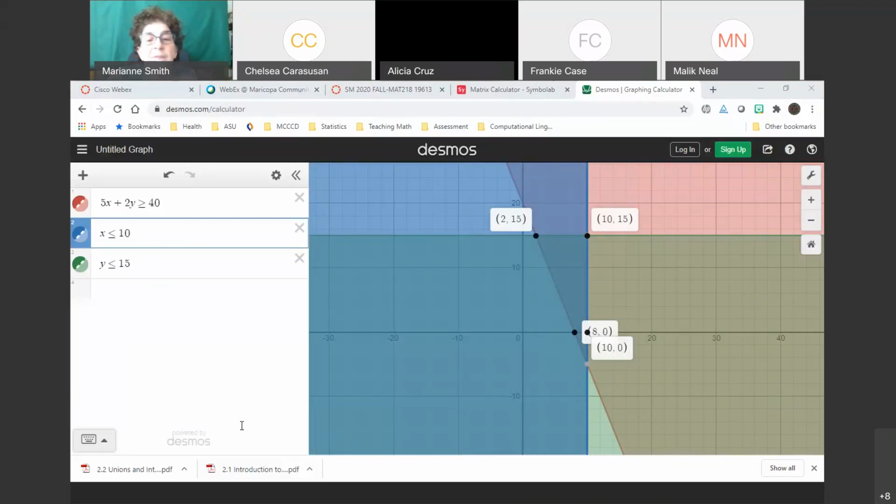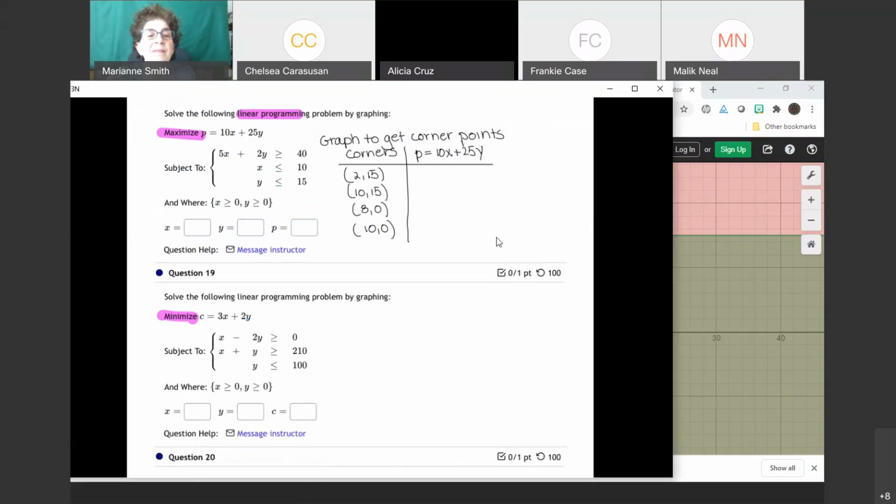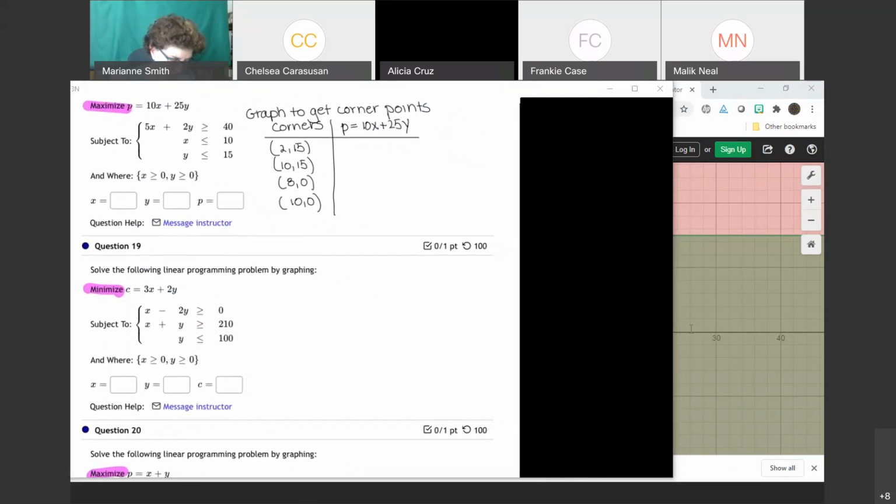Good with the graph? Okay, you just graph the inequalities the way they appear. Use the inequality symbols from the keyboard that comes with Desmos, and then click on the corner points and write them down. Once you've got your corner points, like I have here in this table, then I'm just going to evaluate P at each one of them.